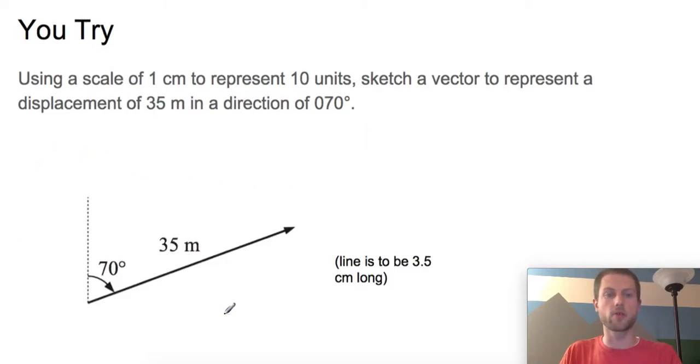So here's what my answer looks like. It is a 70-degree rotation from true north, which is 0 degrees, and that is a size of 35 meters. And really, as long as the line is 3.5 centimeters, then you have followed the scale given to you.